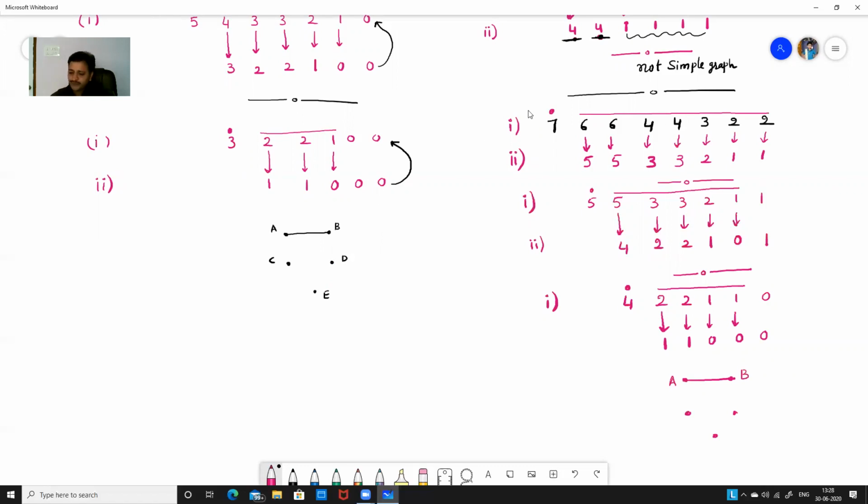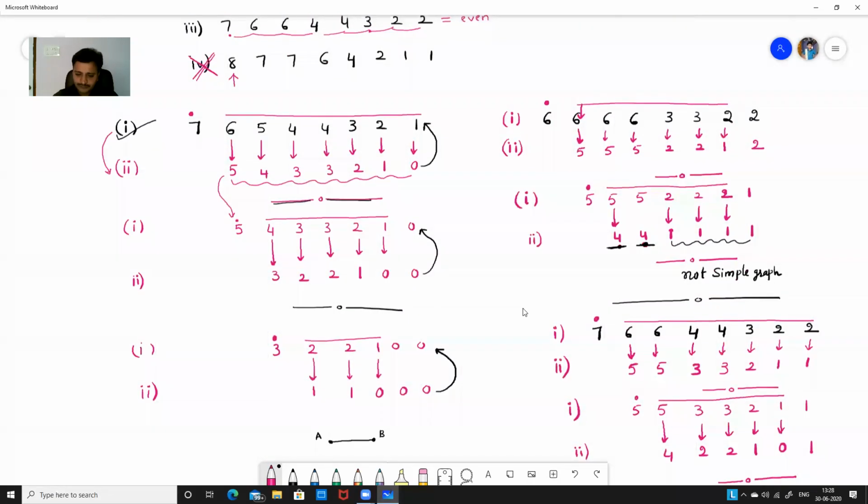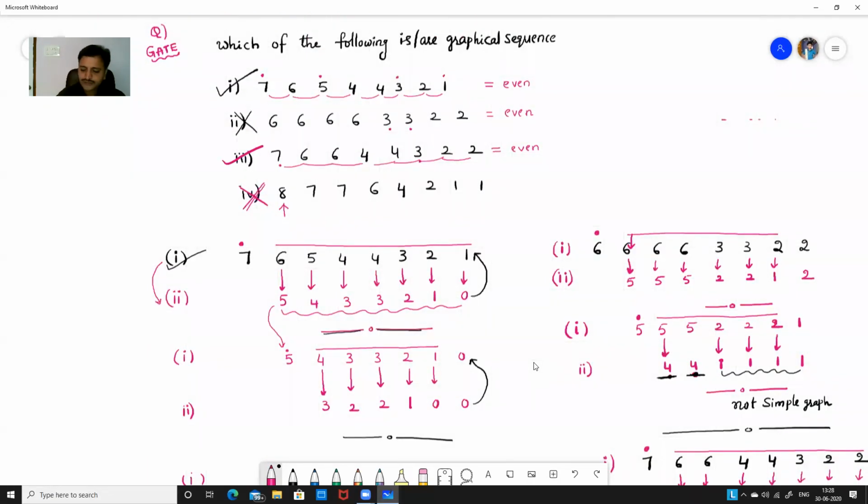Therefore, the third example is also forming a simple graph. In the exam, they provide these statements and ask which of the following are graphical sequences. They provide options like this. First option, only one, and second option, only one and three, and two more options like this. Then what is the correct answer for this one? Only one and three. So this is the way you have to analyze the problem, right?